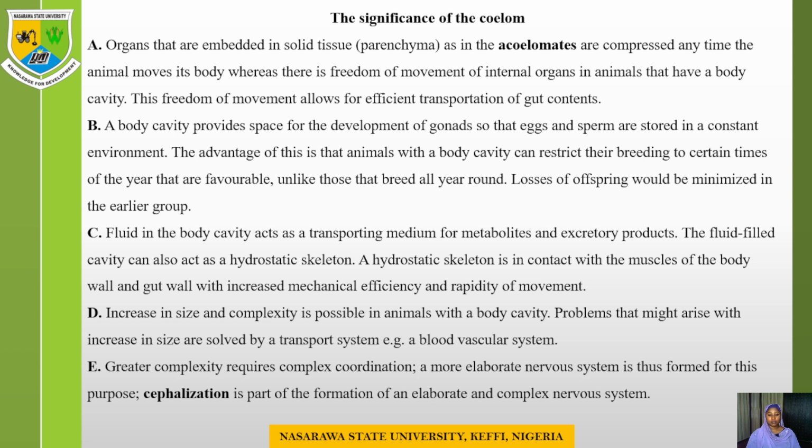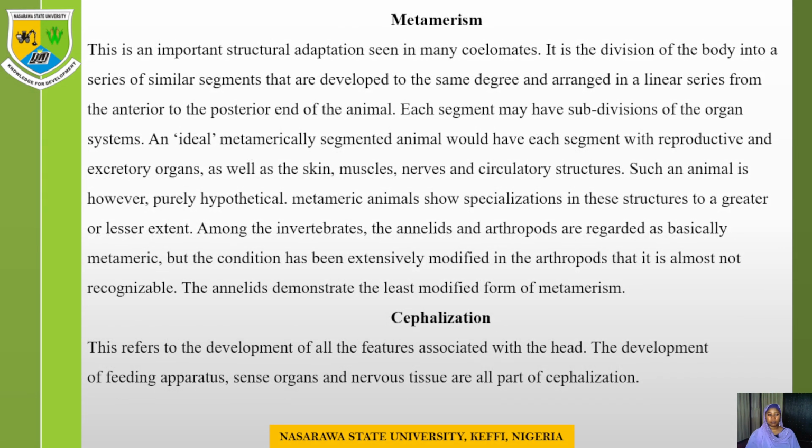Losses of offspring would be minimized in this earlier group. Fluid in the body cavity acts as a transporting medium for metabolites and excretory products. Increase in size and complexity is possible in animals with a body cavity. Problems that might arise with increase in size are solved by a transport system, for example, a blood-vascular system. Greater complexity requires complex coordination. A more elaborate nervous system is thus formed for this purpose. Cephalization is part of the formation of an elaborate and complex nervous system.